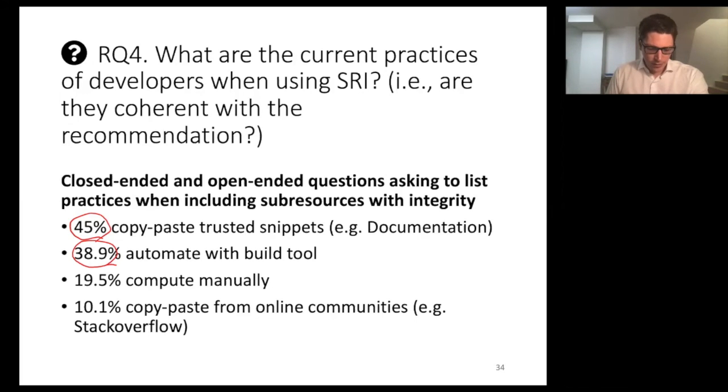We notice as well that about 20% declare computing the integrity attribute manually, and 10% said they copy-paste these snippets from online communities, for instance, Stack Overflow. And given the fact that a malformed integrity attribute gets included in the web page, this is a bit worrisome because such subresources could give a false sense of security.